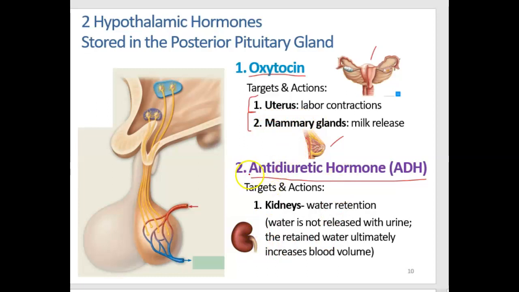Then the second hormone is called antidiuretic hormone. And just to give you a clue about what it does, diuresis means to urinate. So antidiuretic hormone is going to decrease the amount of urine produced. It does so by acting on the kidneys. So ADH enters the bloodstream, travels to the kidney, and the kidneys will retain water or reabsorb it, if you will, and not allow it to be released in the urine. Ultimately, this is important for maintaining our blood volume.